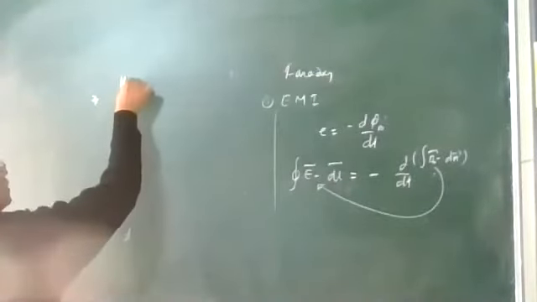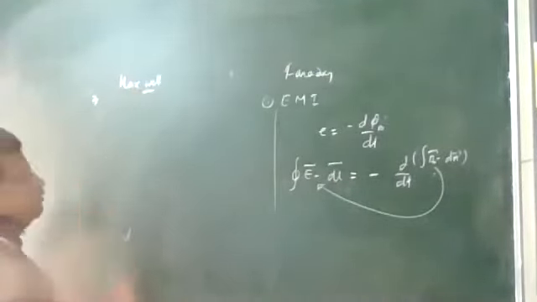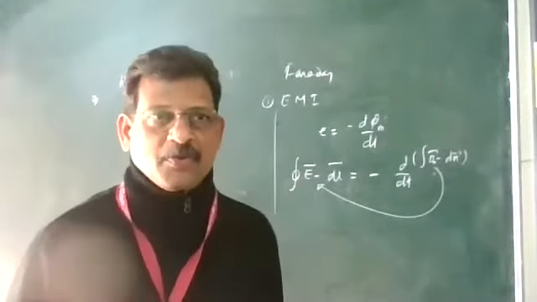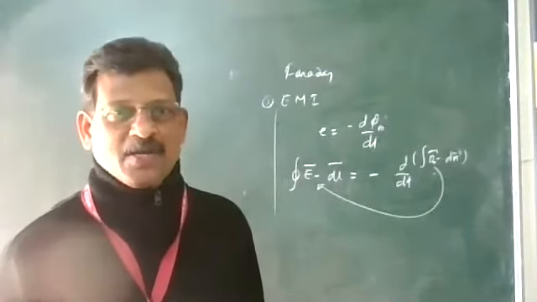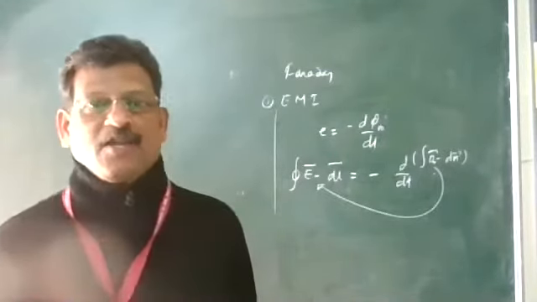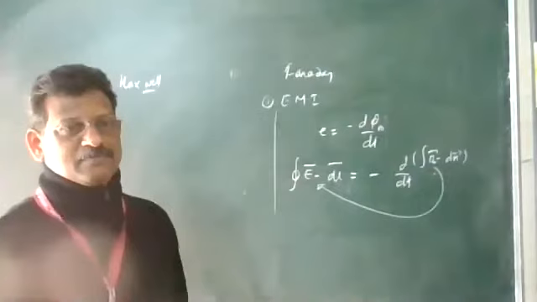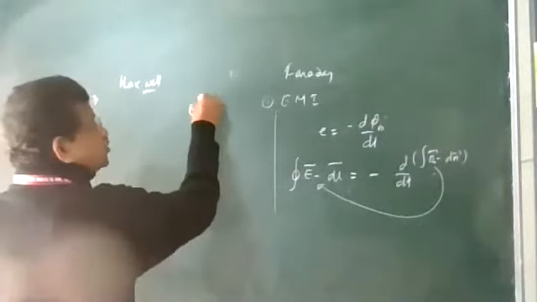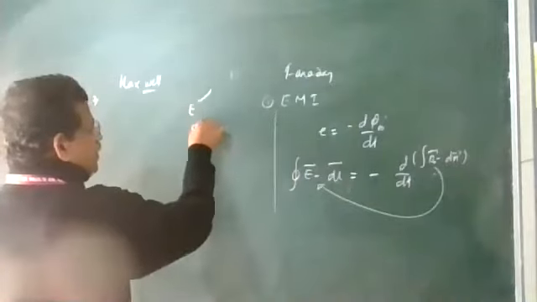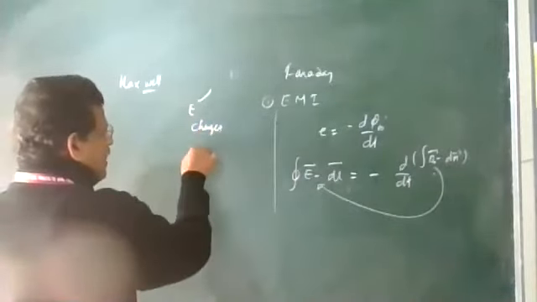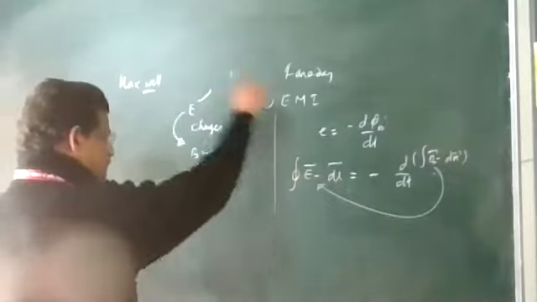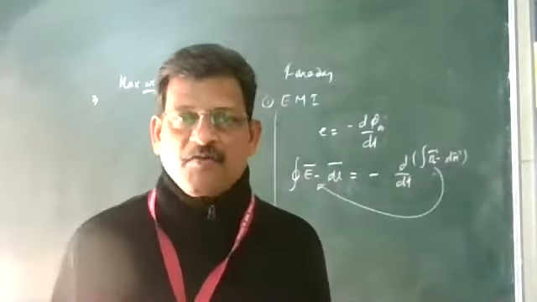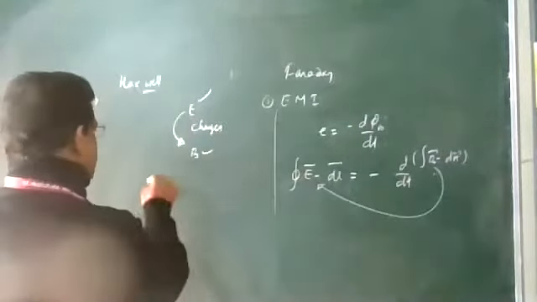According to Maxwell, critical consideration, if there is a change in electric field, it will produce a current and it will be a source of magnetic field. According to Maxwell, when electric field changes, a magnetic field is produced. For that, he introduced the idea of displacement current.